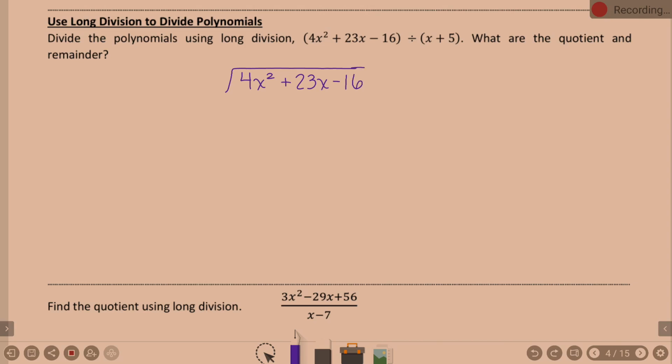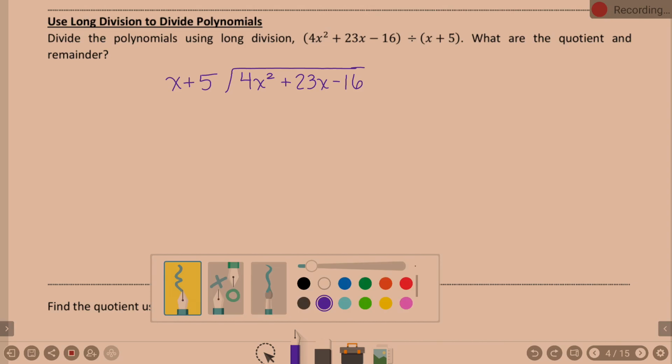So what goes outside the box? x plus 5. And we'll talk about this more as we go. This is our beginning problem, so it doesn't have an issue here. But you always want to make sure that all of your pieces are in standard form. In other words, here, if the highest term is x squared, then we have x squared, x to the first, x to 0. Same thing in your divisor here.